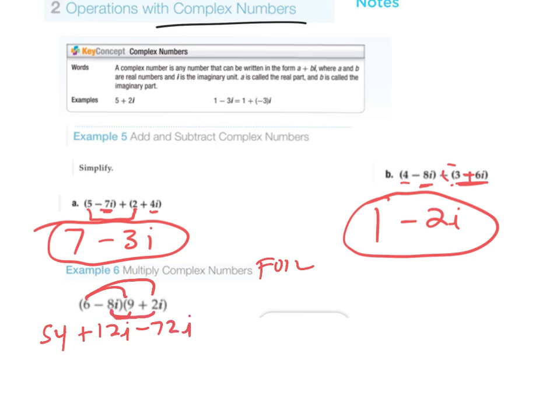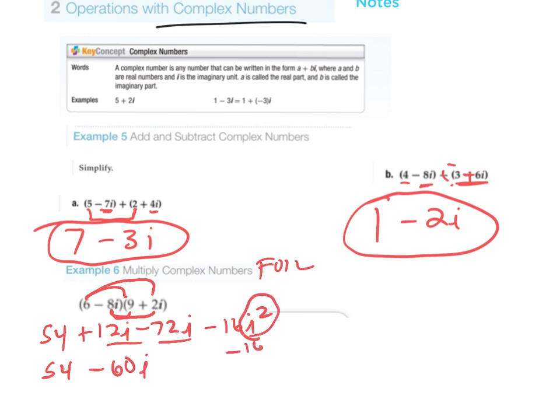A negative 8i times a 2i is using what we did before. The numbers get multiplied, so negative 8 times 2 is negative 16, but i times i is i squared. And i squared, if you remember from last time, is a negative 1. So if I combine like terms, the 54 can be combined with anything, but these two can be added. So that would give me a minus 60i. And then this right here is a negative 1.